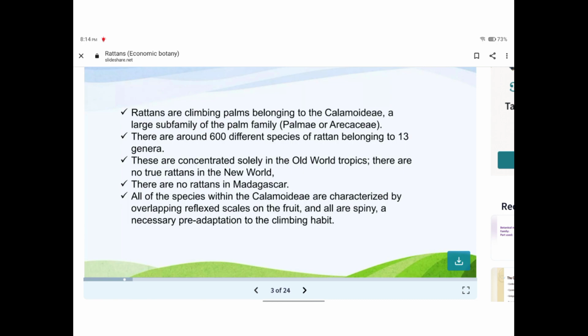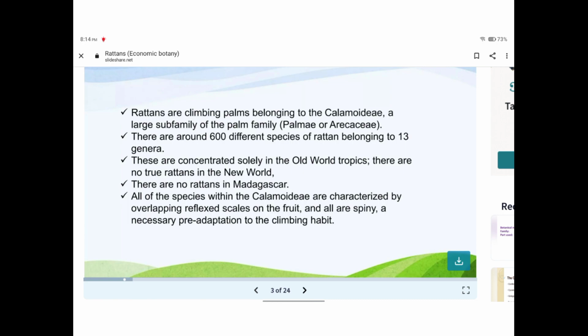So these are the two important things which you need to learn, and it contains 600 different species of rattan, 13 genera, found all over the world in tropical areas. Madagascar doesn't contain a single rattan. These are the plants, okay?